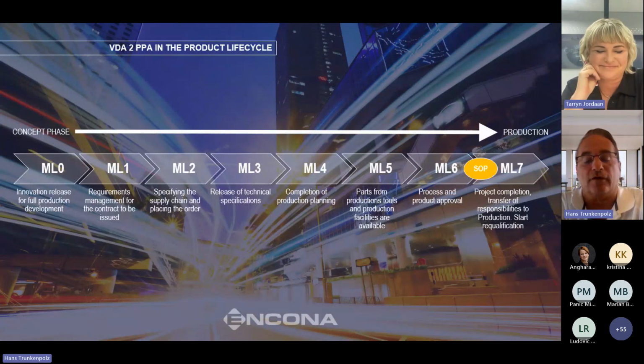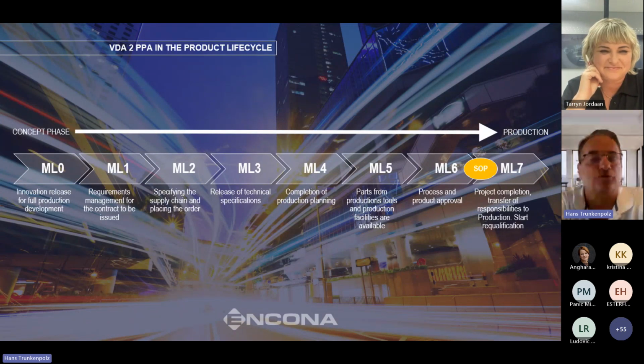Yeah. Okay, for the ones of you out there that are dealing with Germans, VDA 2 is apparently a German core tool.